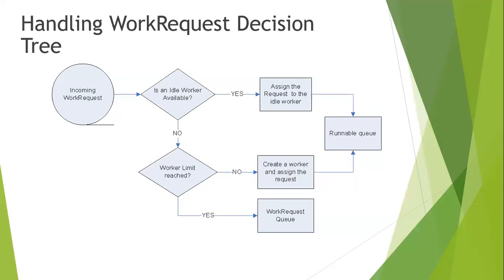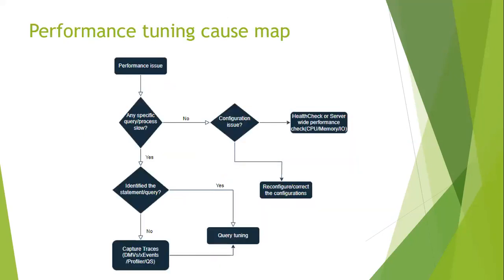So this is the high level design that we have. We get a request and it will be assigned to an idle worker which is available, and placed in the runnable queue. If a worker is not available, check whether the worker limit has been reached, and create a worker and assign the request to it. The worker is assigned to a task, and the task will execute on the CPU. So this is what we discussed.